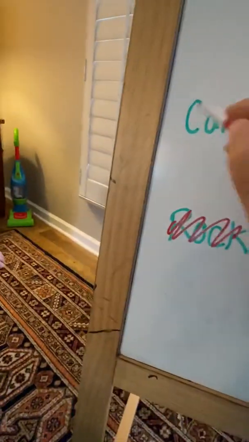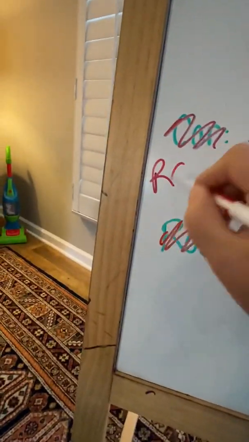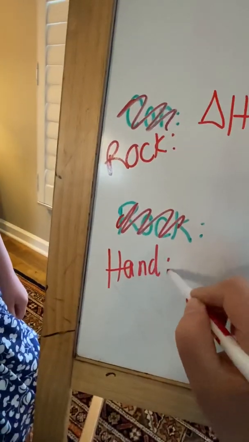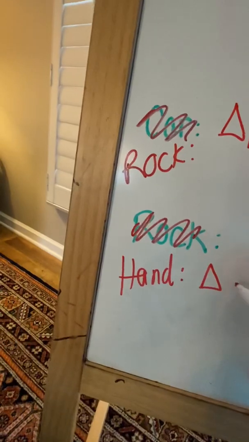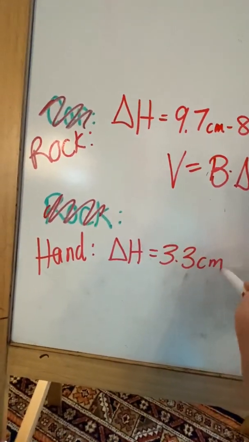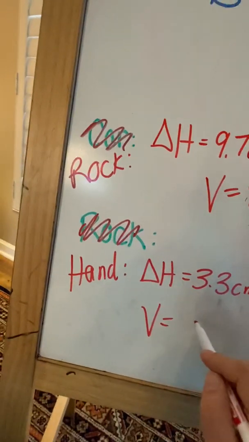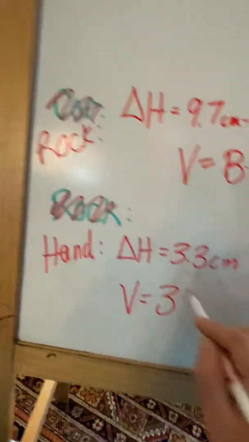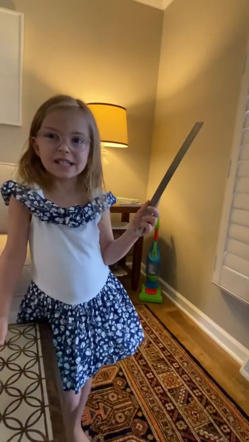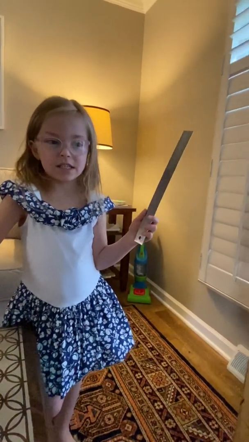centimeters. Okay, oops, I mislabeled here. This was the rock that we just did. Now we did Eliana's hand. What did I say that was? 3.3? Yeah, 3.3 probably. 3.3 centimeters. Maybe we should mark the measurement so we remember where it is. That would have been a good idea. Yeah, or write it down at least.